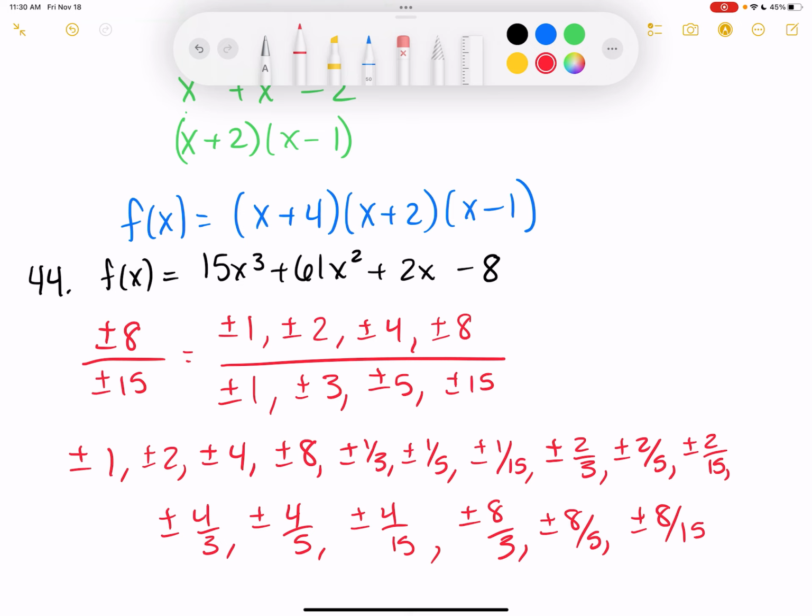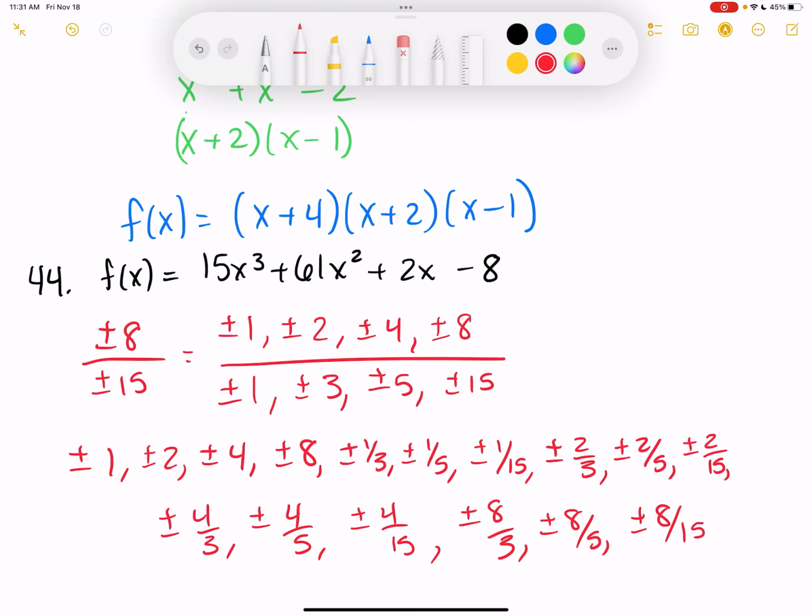So, see, this is where I would not want to do synthetic for all of these. That's 1, 2, 3, 4, 5, 6, 7, 8, 9, 10, 11, 12, 13, 14, 15, 16. That's 32 sets of synthetic division, because there's 16 times 2 because it's positive and negative. Absolutely not. So I'm going to graph it again.